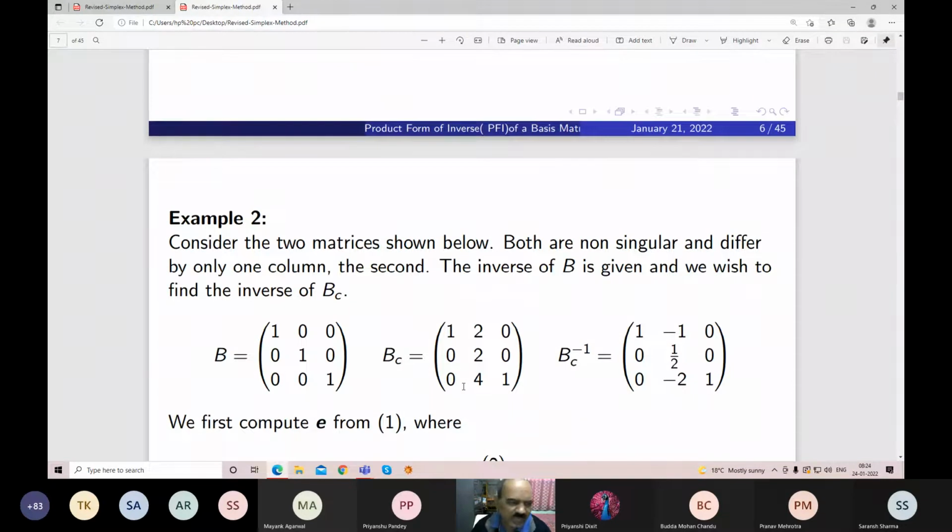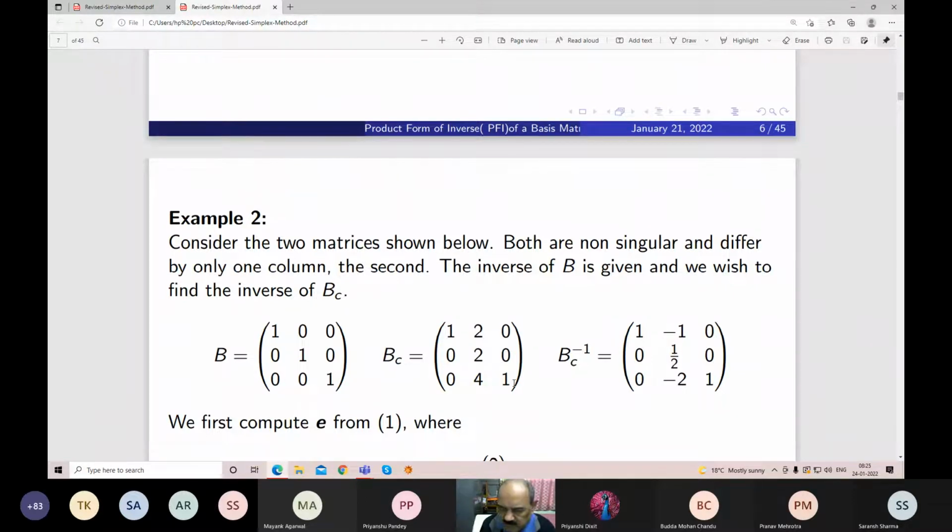So next example, see example 2. I am changing here the two different matrices B and BC. Now you compare. First column is same. B and BC first column is same. Second column here is 0, 1, 0, while the second column in BC is 2, 2, 4. And third column here is 0, 0, 1, and third column there is also 0, 0, 1. So which column is different?